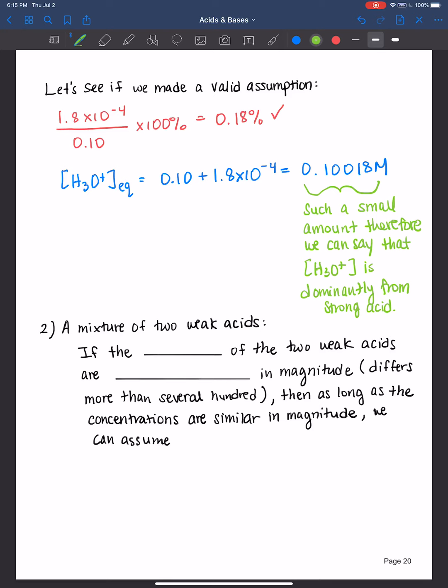In addition, the autoionization of water has a Kw of 1 times 10 to the -14th. It's so small, so it is even smaller. So we can ignore it too.